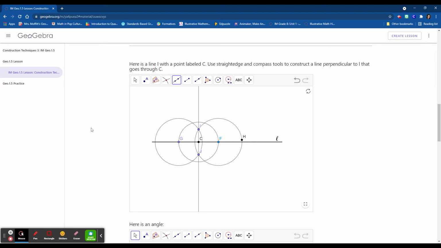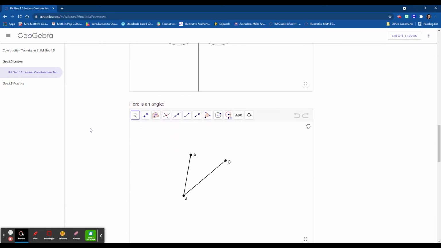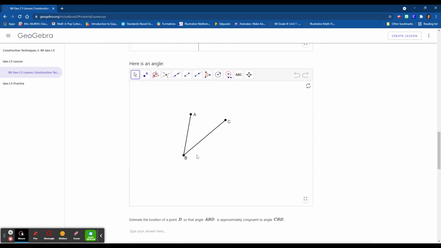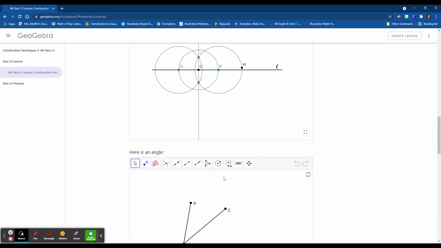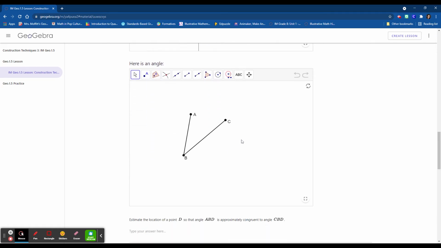Okay, so on the next task, we're going to look at bisecting an angle. We're still using a lot of the same steps that we used here when we were constructing this perpendicular line, okay? A lot of these same pieces. We're just applying them now to an angle instead.